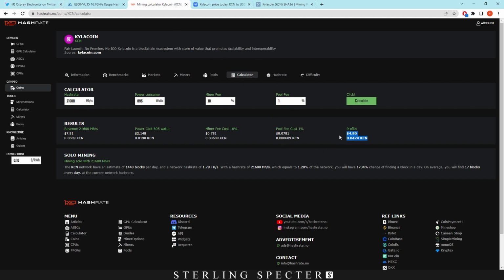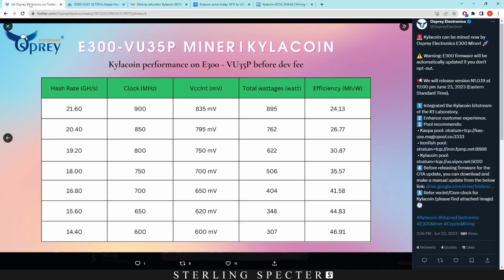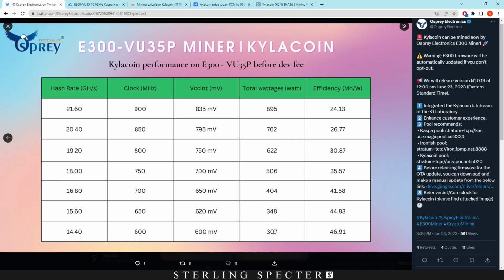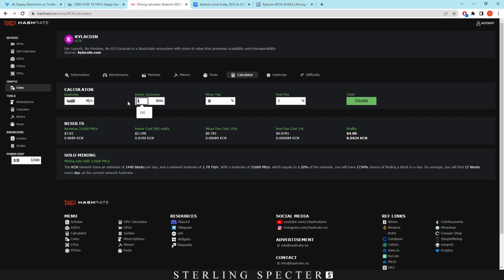We will have a little look at that, but let's also look at more efficient hash rates and total wattages here. So as you go down, obviously the efficiency gets way better. So you're going to be making more of a profit ratio to revenue. Now with the 1440, so let's put that into the mining calculator here. So this is going to be 14 and 4. And then the watts, if we go back here, is 307 watts. So let's put in 307, and we're going to keep the miner fee and pool fee the same percent.